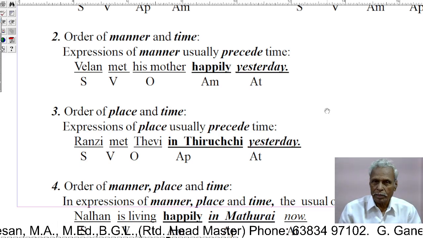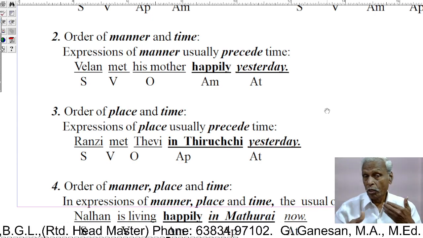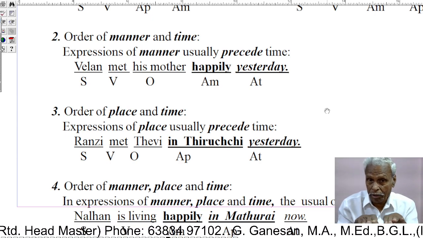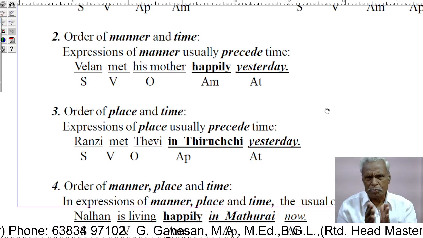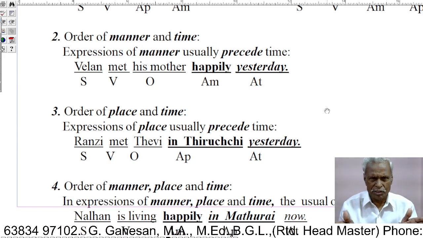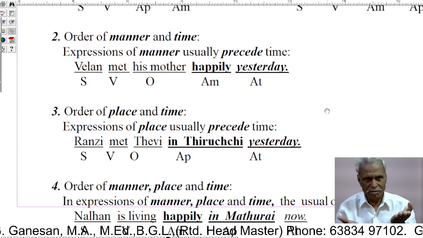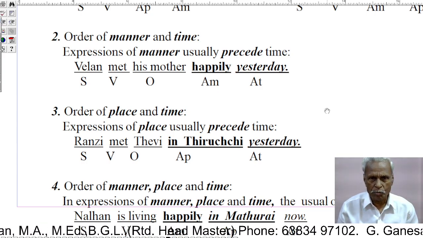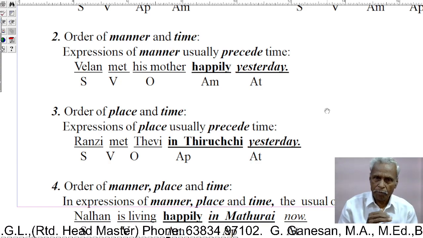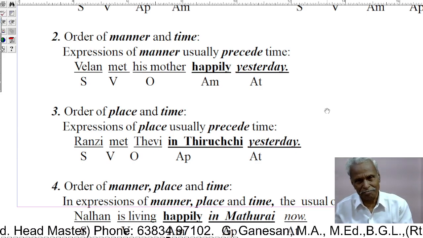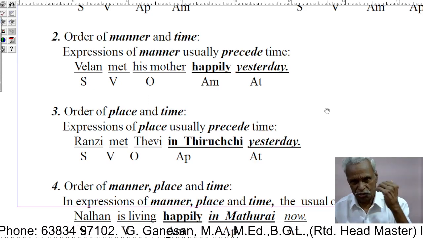Then the order of manner and time. We saw earlier the order of manner and place; now we are going to see the order of manner and time. When the two adverbs, manner and time, come side by side in a sentence, manner should be placed first and time should be placed next. Example: Valan met his mother happily yesterday. Happily is manner, yesterday is time. So manner has been placed first and yesterday has been placed next.